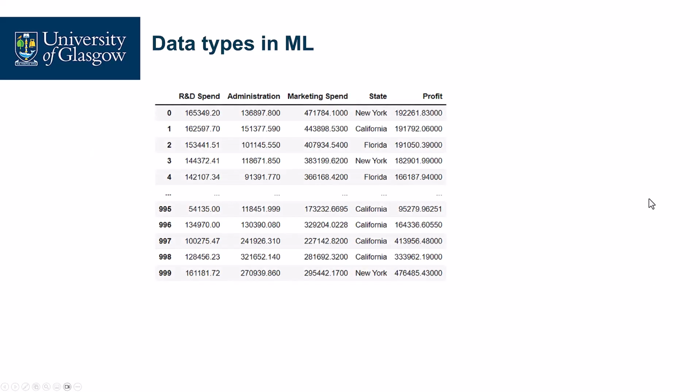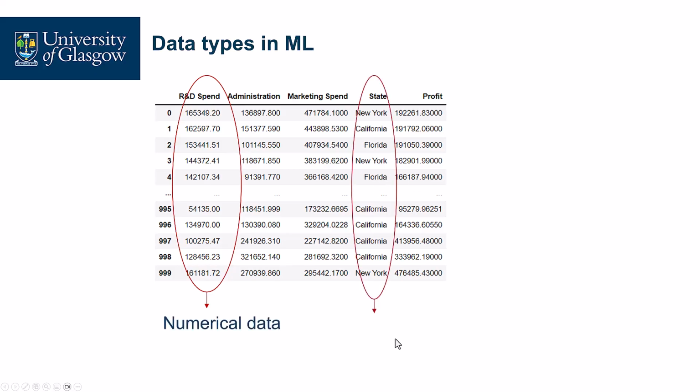So let's see that in the previous finance prediction example. What kind of data are they? For the R&D spend, we can say this is what? Numerical data, right? And the state, this is what? This is categorical data. So is it nominal or ordinal? This is nominal, right? That's nominal data, so they can't be ranked. So New York, California, Florida, they can't be ranked.